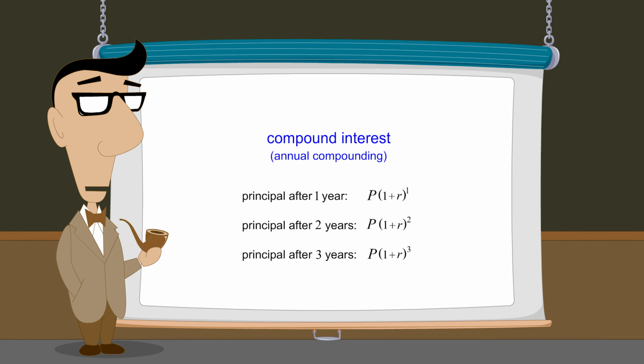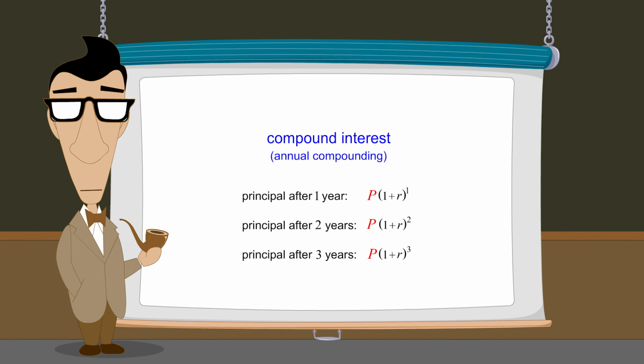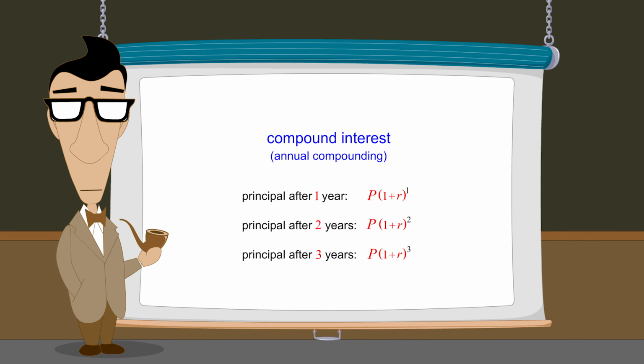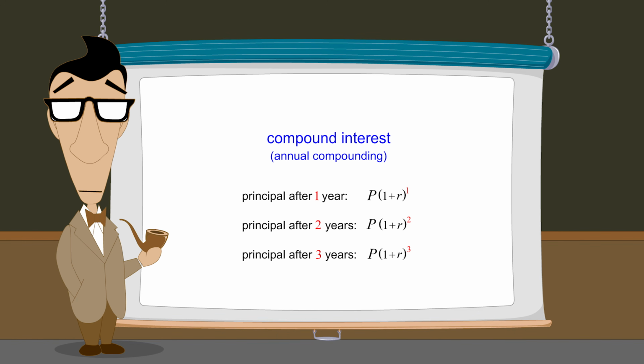So given an initial investment of principal P that earns compound interest once a year at an annual interest rate R, the principal's value after 1, 2, or 3 compounding periods will be P times 1 plus R, where the exponent of 1 plus R is the number of compounding periods. This formula will work for any number of compounding periods. Therefore, we can write this formula in a more general way by making the number of compounding periods a variable such as t.